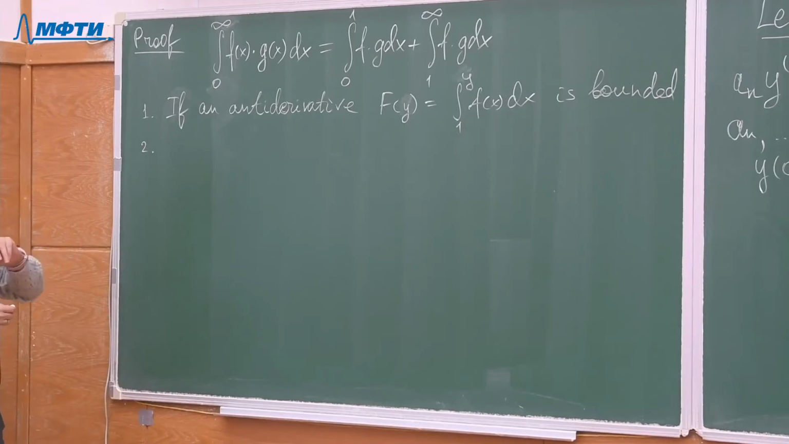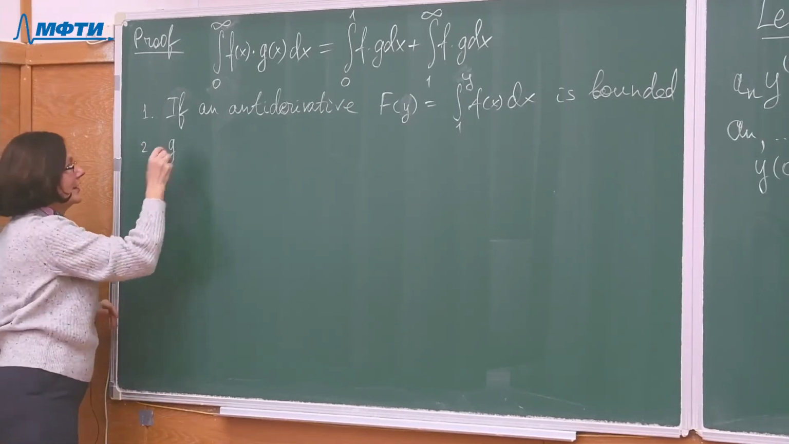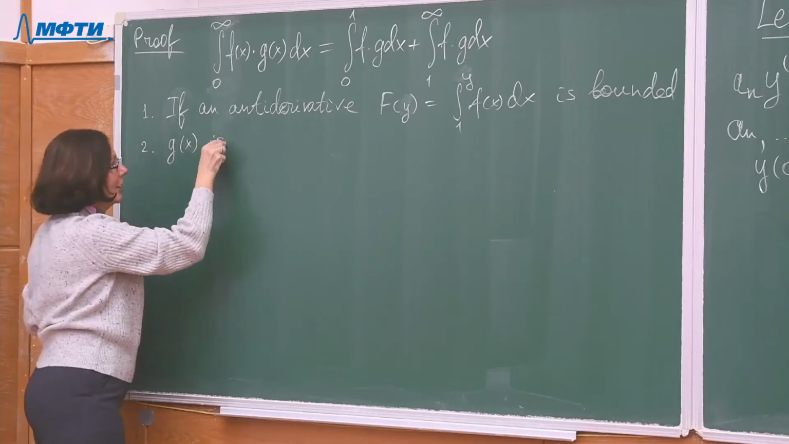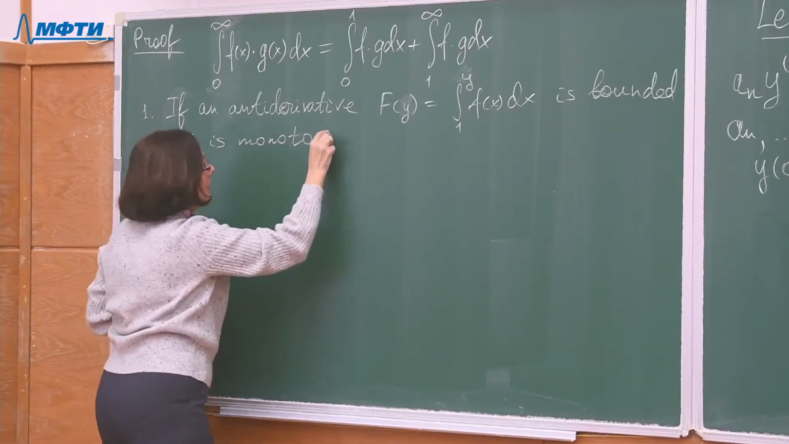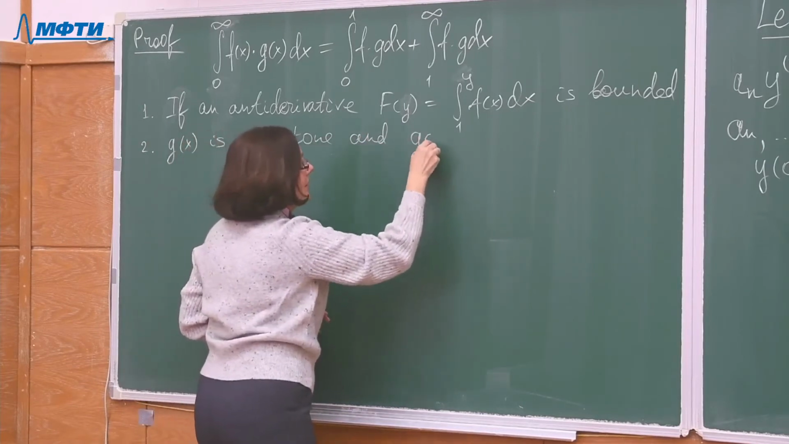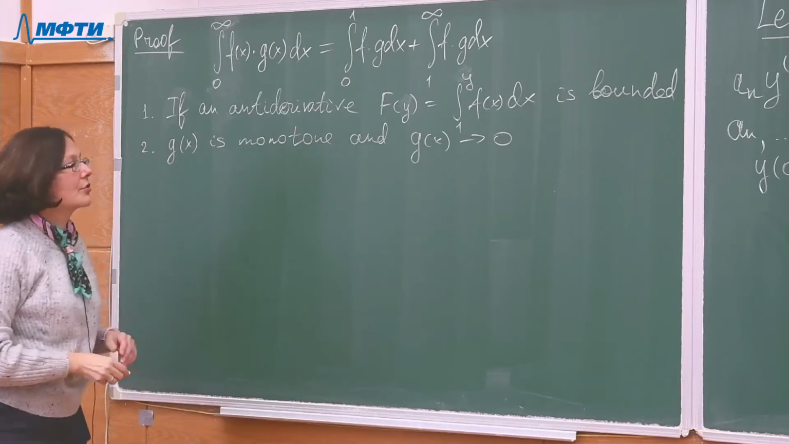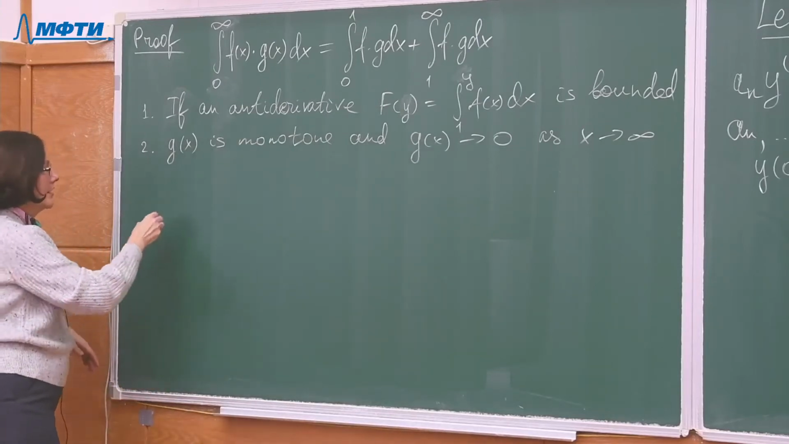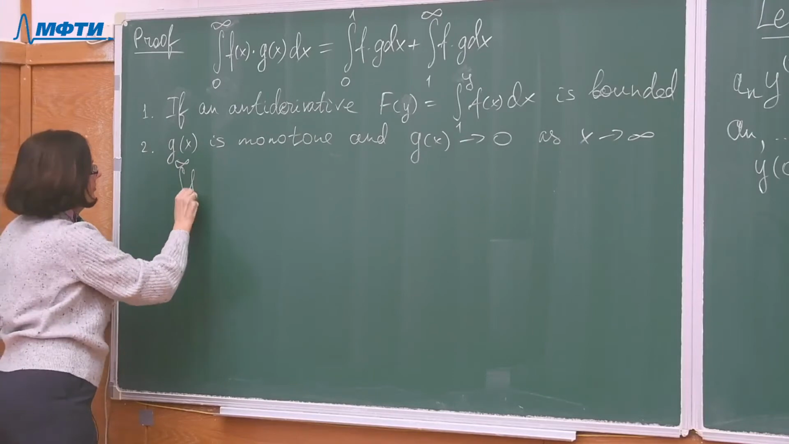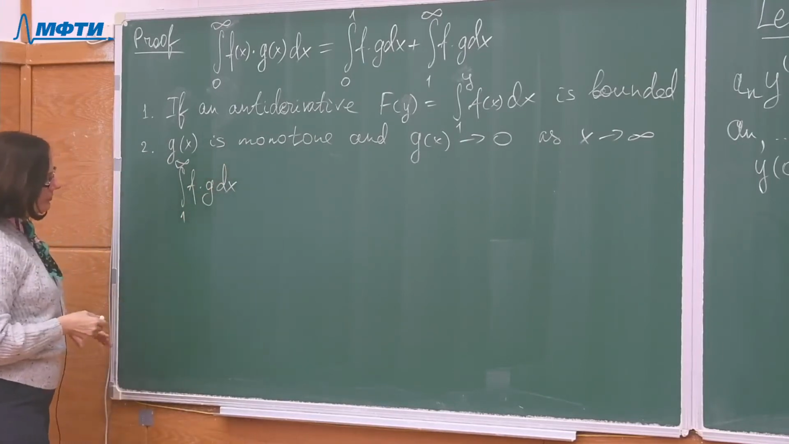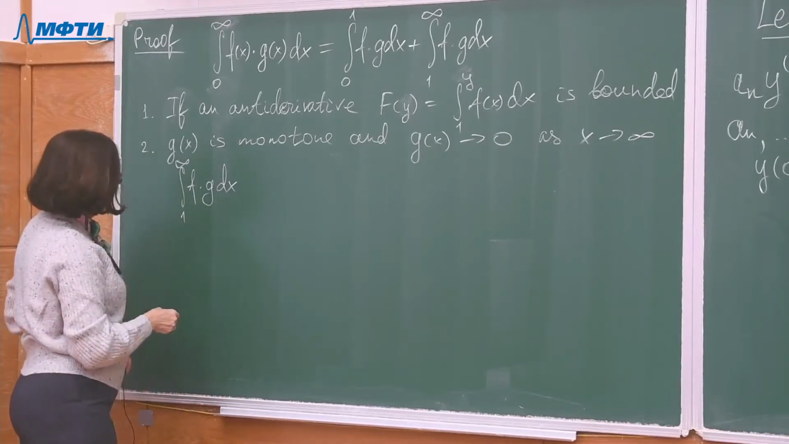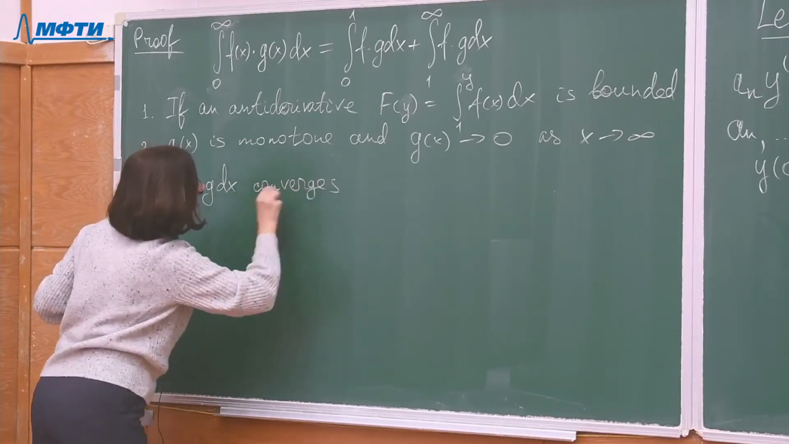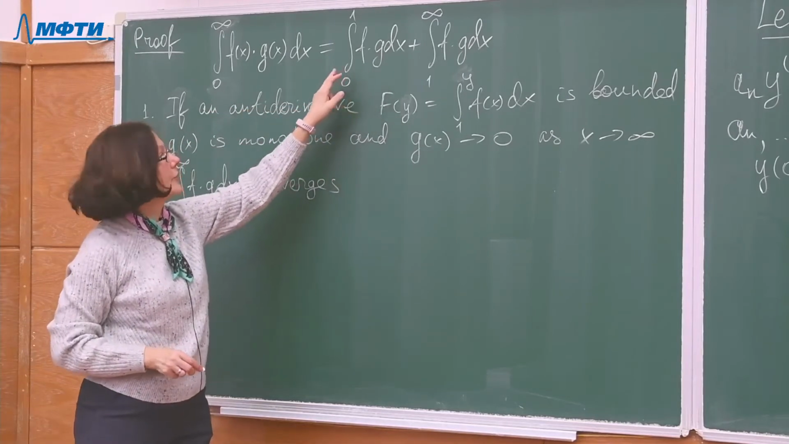Then, and what about g? If g of x is monotone and converges to 0, that is, tends to 0 as x approaches infinity, then this integral of f times g dx converges, right? The same is true for the integral at the second singularity.